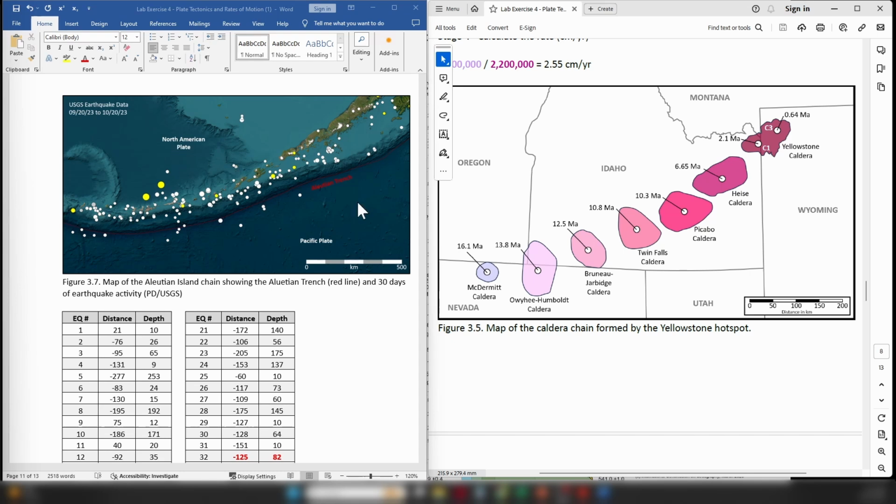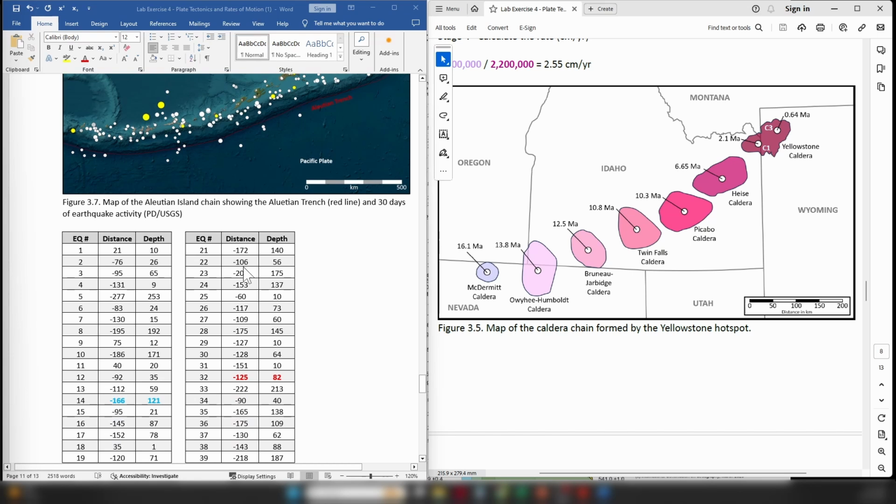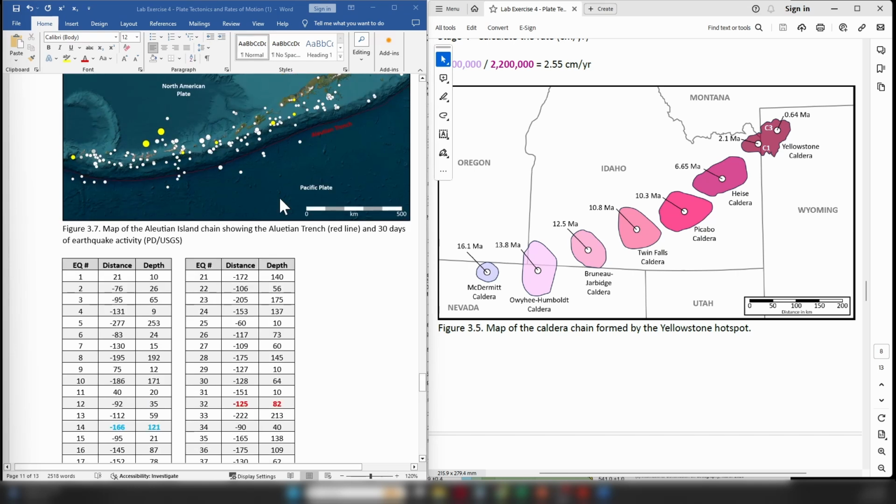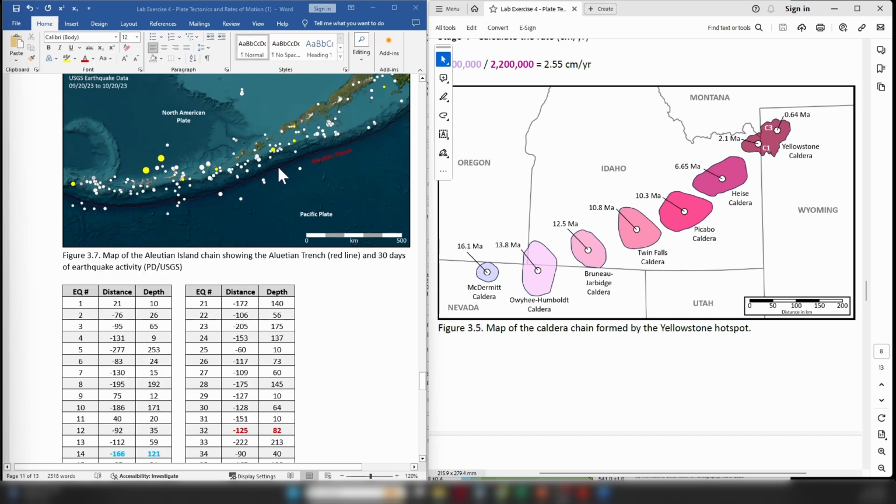When you look at each of these earthquakes, what information do we have? We have a distance in kilometers and we have a depth in kilometers. The distance is measured from the trench itself. If you are measuring on this side of the trench to the south, the value you get will be positive. If you are measuring on the northern side of the trench, so in this area, the value will be negative.